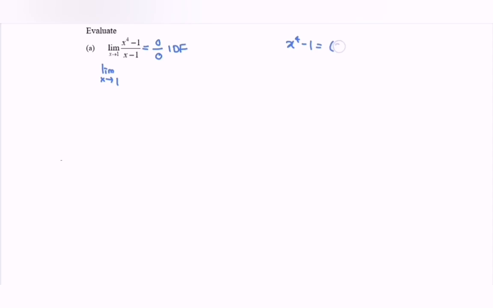If we factorize, we will have x squared minus 1, multiplied by x squared plus 1. Next, focus on this part. We can still factorize it. So we have x squared minus 1 becomes x minus 1 times x plus 1, then x squared plus 1 over x minus 1.